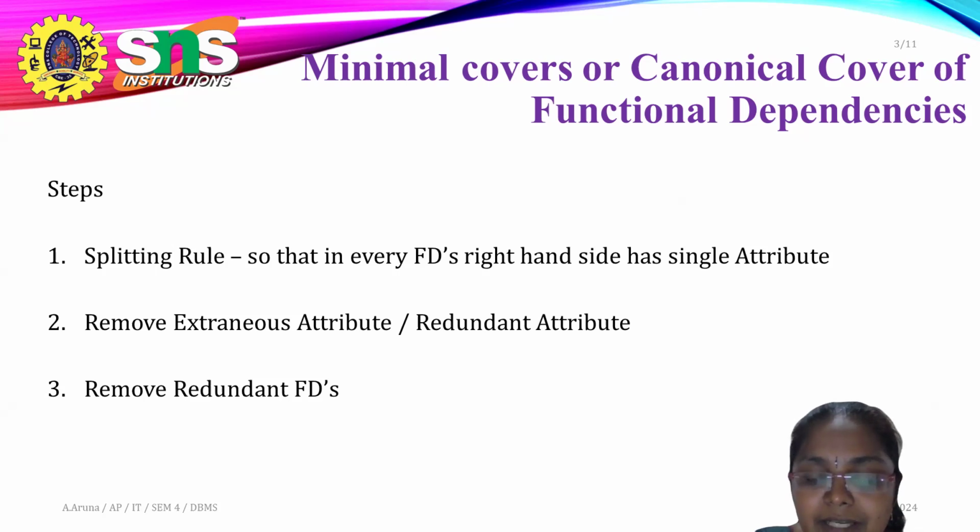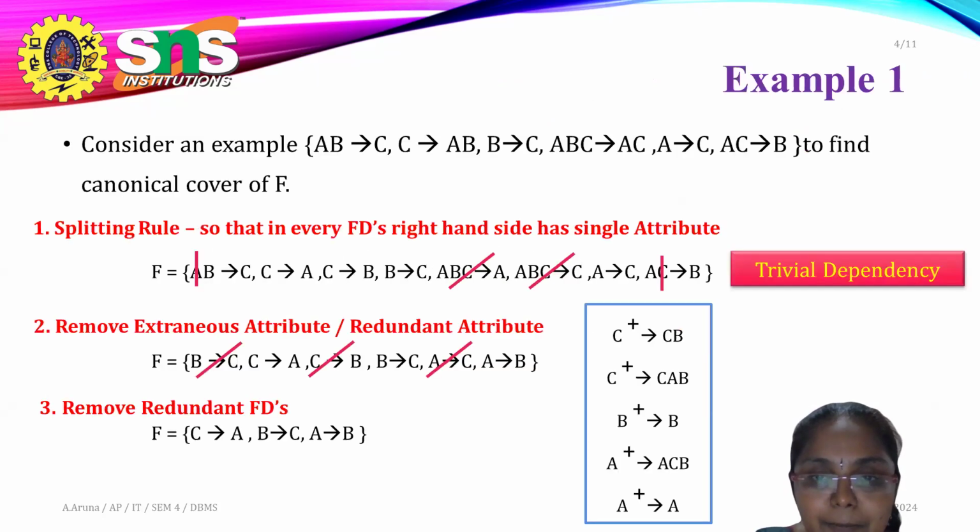If it is direct, while seeing itself, we can identify it. Suppose A tends to B, A tends to B. This is redundant. If A tends to B, A tends to C, we must check whether A tends to B is redundant. How can I calculate it? We have to calculate A closure. Through A closure, if I can identify B, then it is a redundant dependency. That I will explain along with the example.